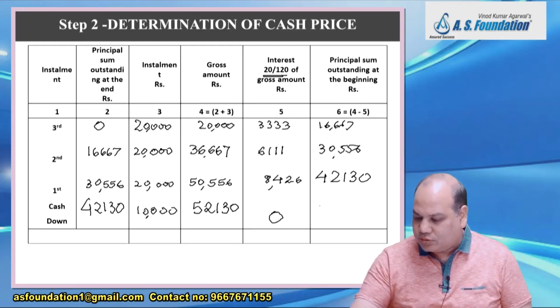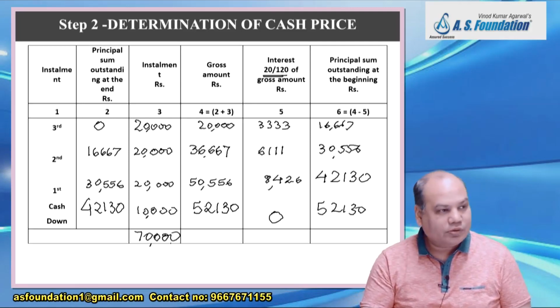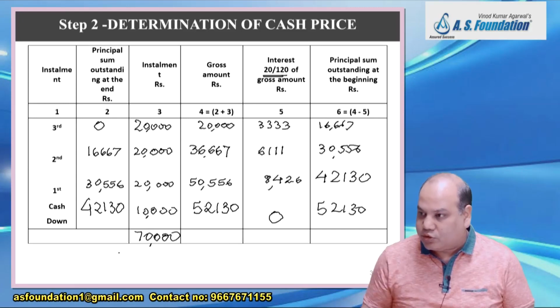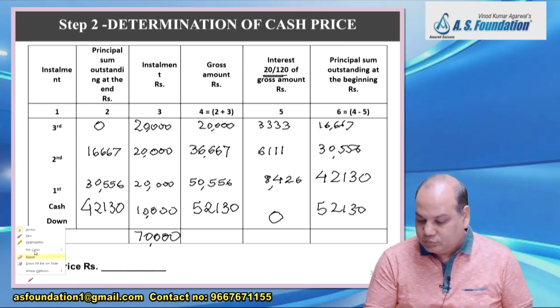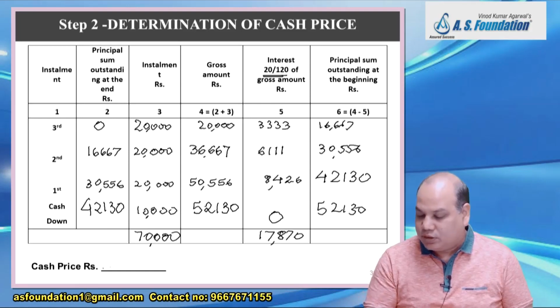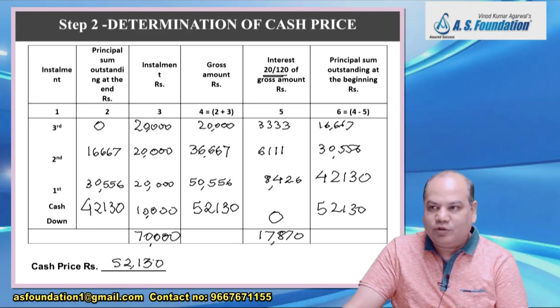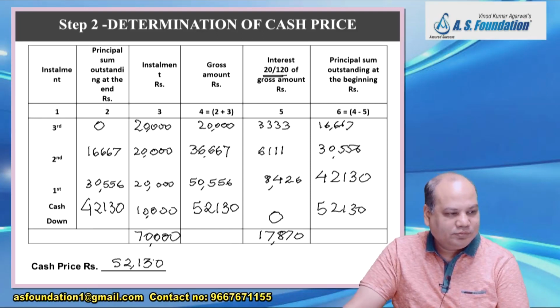52,130. What is the total of all the installments? 70,000. And what is the total interest you are paying? Add these three numbers: 17,870. Therefore, cash price is 52,130. So, how many of you got it right? Oh, wonderful. Over.